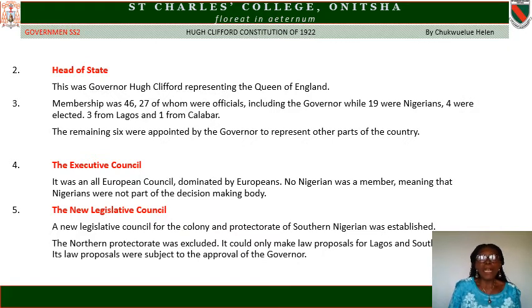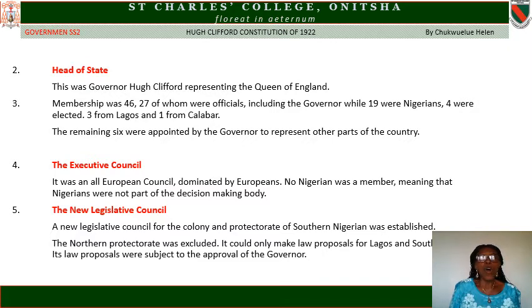3 was the membership. Membership comprised 46 members, 27 of whom were official members, including the governor, while 19 of them were unofficial members. 4 were elected, 3 to represent the Lagos area, and 1 to represent the Calabar area. The remaining 6 were appointed by the governor to represent other areas where elections were not conducted.